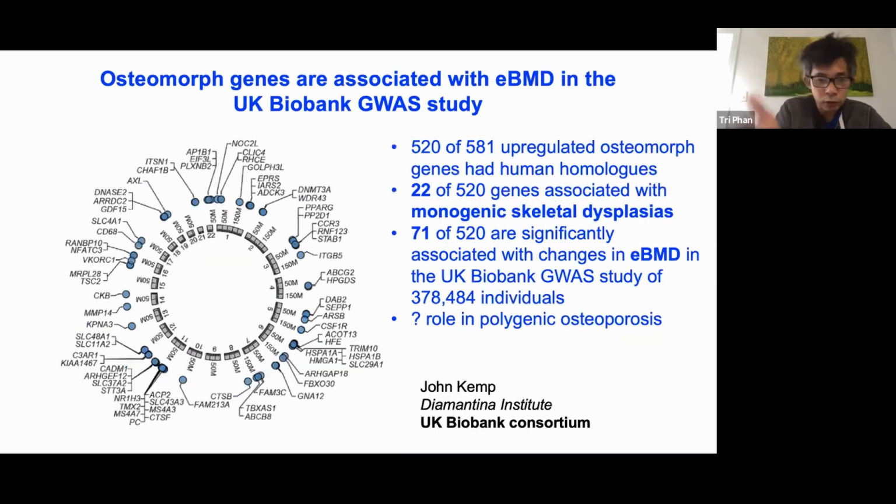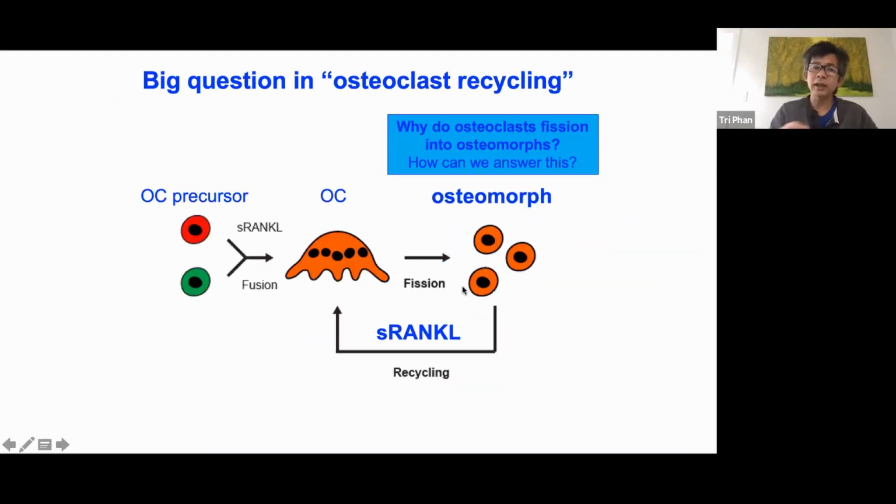And so when we look at human diseases, in this case, the human biobank, where they've measured estimated bone mineral density as a surrogate marker of whether patients have osteoporosis or not, a lot of our osteomorph genes are actually enriched in genes that are associated with estimated bone mineral density, indicating that they're important in human diseases as well.